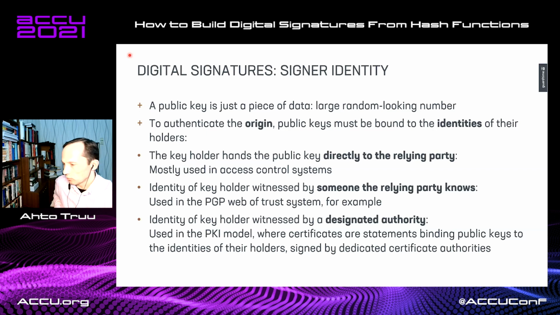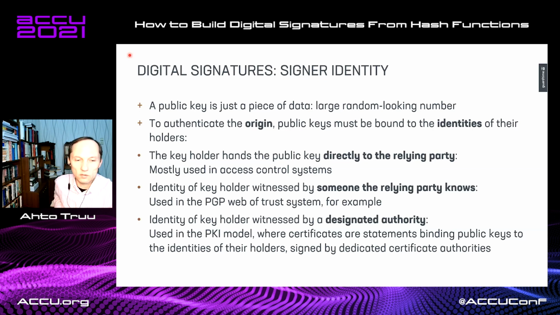Of course, this doesn't work in all contexts. If I cannot meet the recipient in person, then it doesn't work. So for that, two main kinds of solutions are proposed. The first one is that the identity of the key holder is witnessed by someone the relying party knows. So if I want to correspond with somebody, and we have a mutual friend, then I can give my key to the friend, and the friend can give the key to his friend, and so I can now send signed messages to this friend of a friend, whom I maybe haven't met personally.